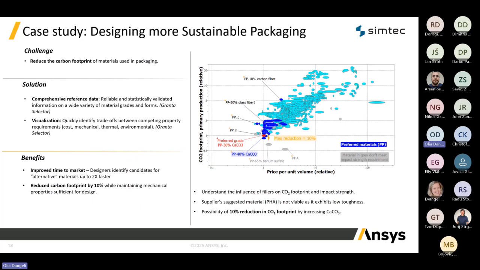Let me show you a quick case study that really highlights the impact Granta Selector can have. This case study focuses on a project to design more sustainable packaging. And actually, the main goal here was to reduce the carbon footprint of the materials used. So the team used Granta Selector and was able to access validated material data across a wide range of grades and forms, visualize trade-offs between competing property requirements, and the result was that they found better alternative materials twice as fast. And they also achieved a 10% reduction in carbon footprint while still meeting mechanical design needs.